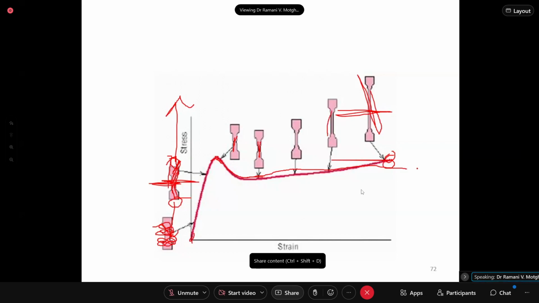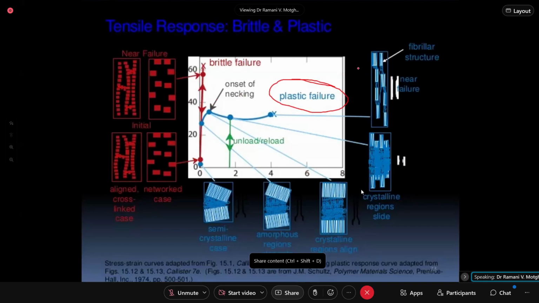Okay, and they become more crystalline at this part, and the time comes that it will break here. So that is the stress strain curve. The onset of necking starts here, and you are getting a plastic failure here. This is the unload or reload region, this much load it can resist. So beyond this load, you should not use it anywhere where you are applying your polymer to work.